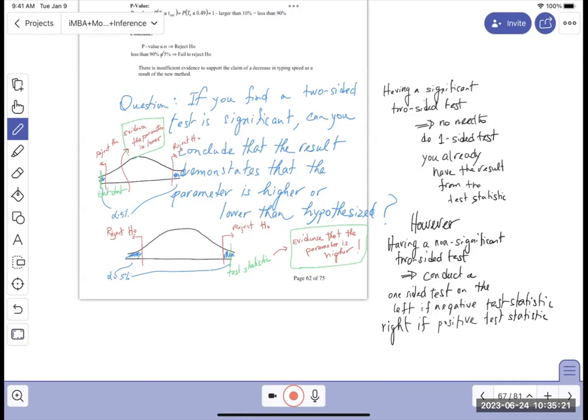Hope you can read that. So having a non-significant two-sided test, conduct a one-sided test on the left if a negative test statistic, and on the right if a positive test statistic. Questions?